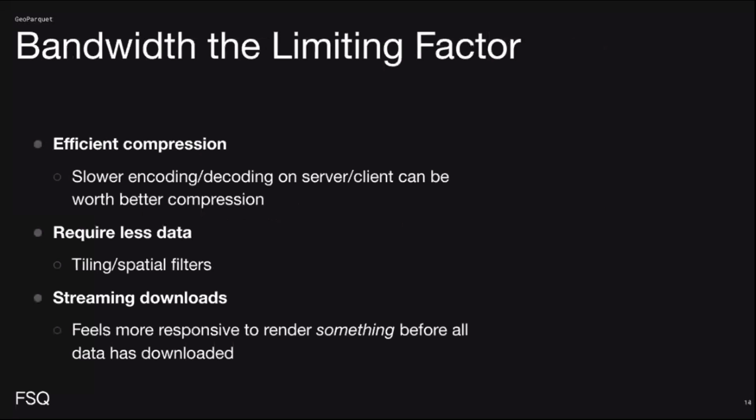There are really 3 techniques for making your application feel faster with large data. You can compress your downloads efficiently. If you spend a bit more time on the server compressing data and a bit more time on the client decoding data, that's worth the extra time because the download size might be so much smaller. You can also just need less data. Tiling and spatial filtering are really effective techniques here.